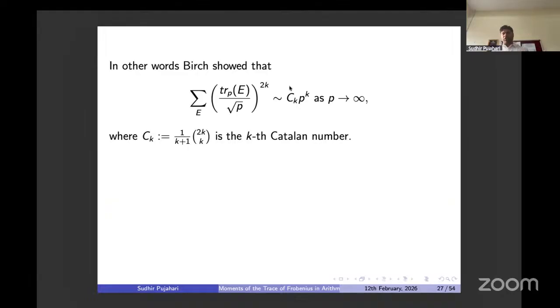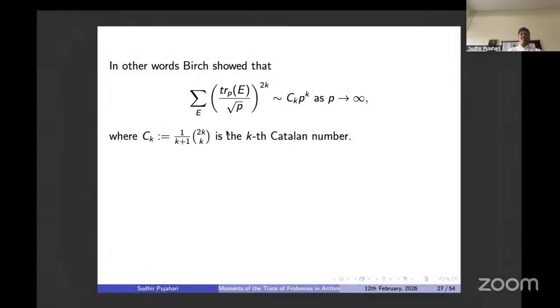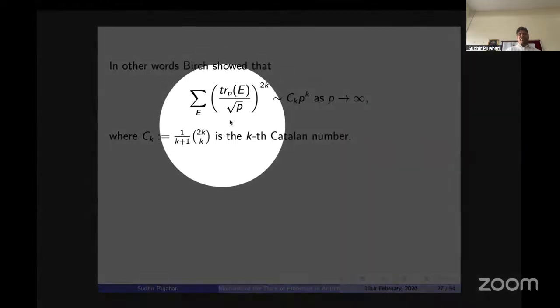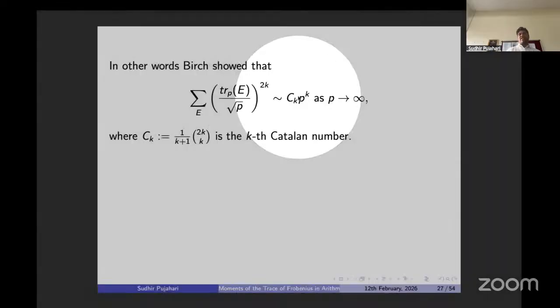So he obtained all the moments, and he showed the moments match the moments of the semicircular distribution, and as a result, the trace of Frobenius obeys the Sato-Tate law, or the semicircular distribution. More explicitly, he showed this sum is over all elliptic curves over the finite field, and the even moment he obtains for the trace of Frobenius is the Catalan number C_k.